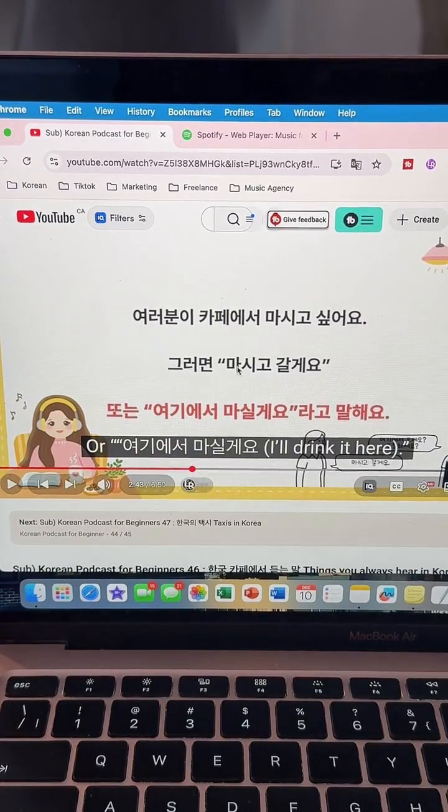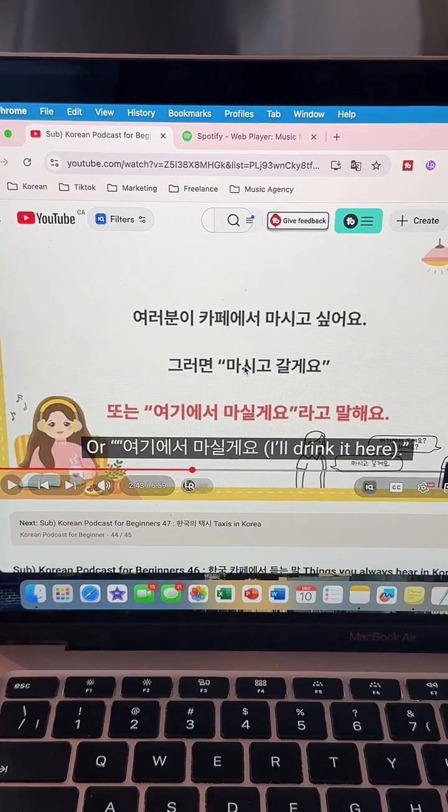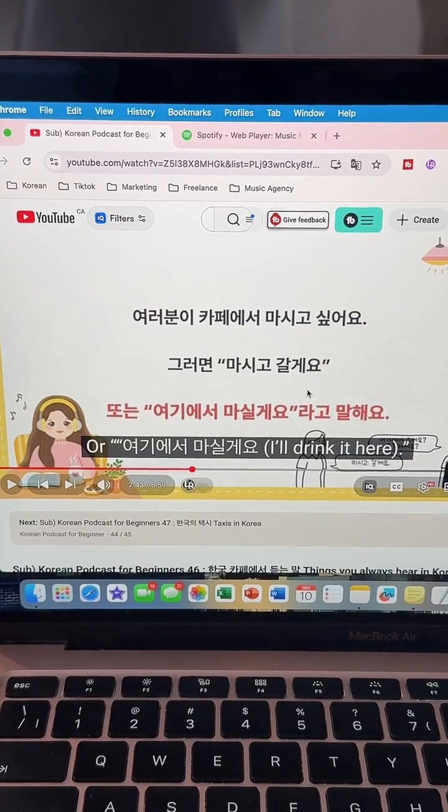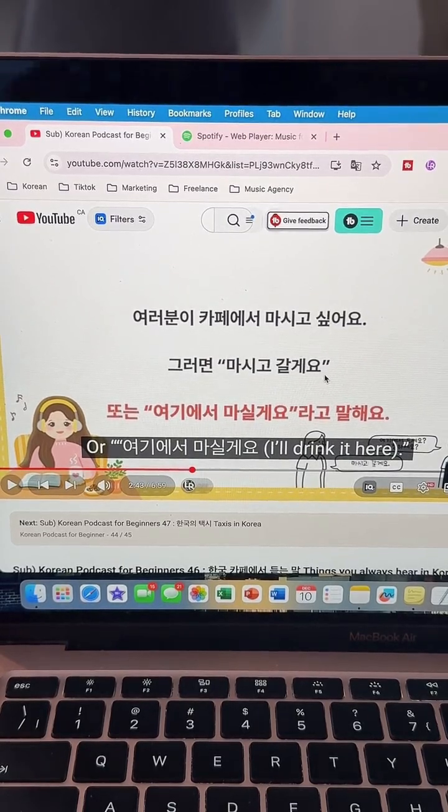So here it's saying I'm going to drink. I'm going to go and drink. Okay, going to drink. Yeah, going to drink. So that would be how it would be translated, okay? So it is something that is for sure. There is no other way.